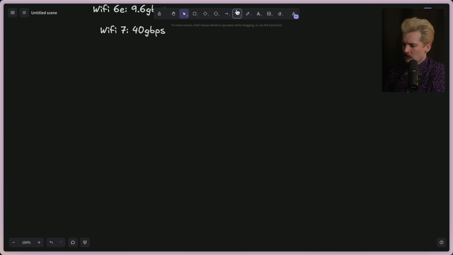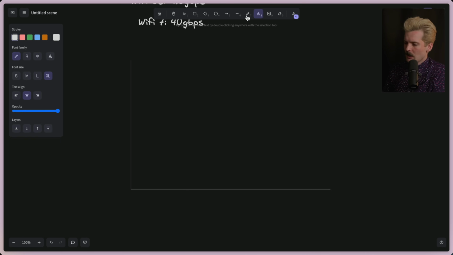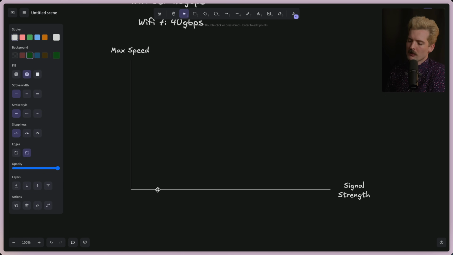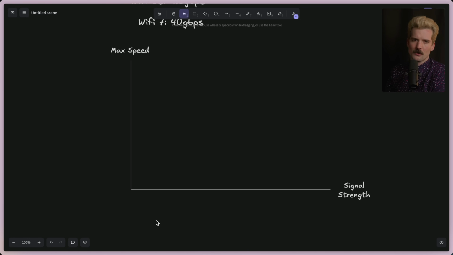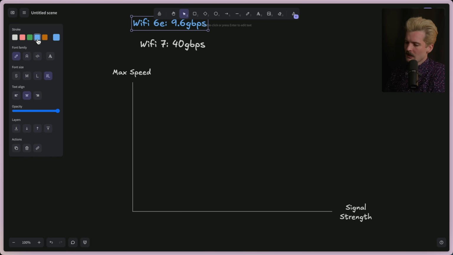Well, the way your experience works tends to be very different when you actually implement your wireless network. So on this top part here, this is max speed. And on the y-axis, we'll say signal strength. Sorry, this is y, that's x. You guys get the idea. Max speed here, signal strength here. Signal strength is usually a function of how far away you are from the router, plus how many things are in between you and the router, with a little bit of how good is the antenna on the device connecting to the router. So we'll make Wi-Fi 6E blue, and we'll make Wi-Fi 7 yellow.